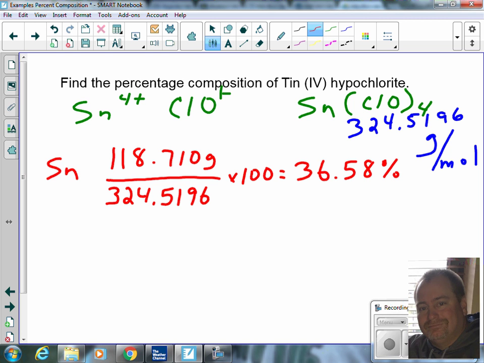So what does that mean? That means that of this compound right here, of this, 36.58% of it is tin.